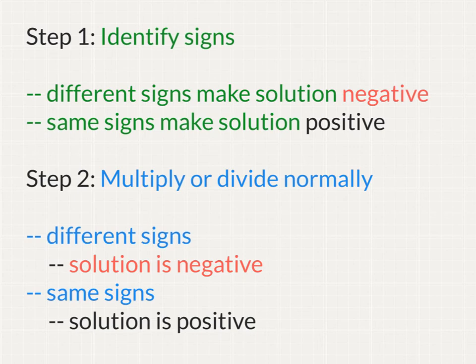Step 2 says multiply or divide as normal, as you always have. Simply remember to make your solution negative if you had different signs and your solution positive if you had the same signs.